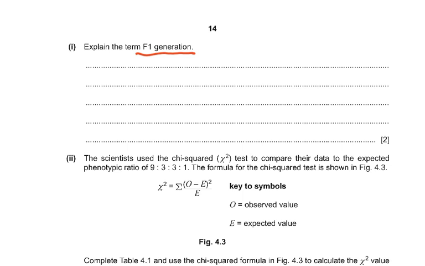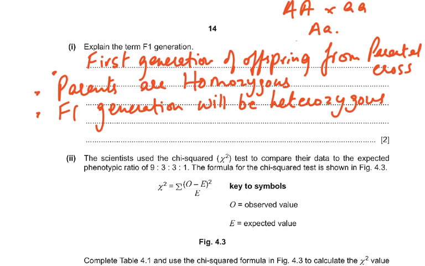The answer to that was very simple, that you explain the term F1 generation. So the first generation is what? Big A, small a. So all the offspring are big A, small a. So this is what you had to give me. So the answer to this was first generation of offspring from parental cross. Parents are homozygous. F1 generation will be heterozygous.